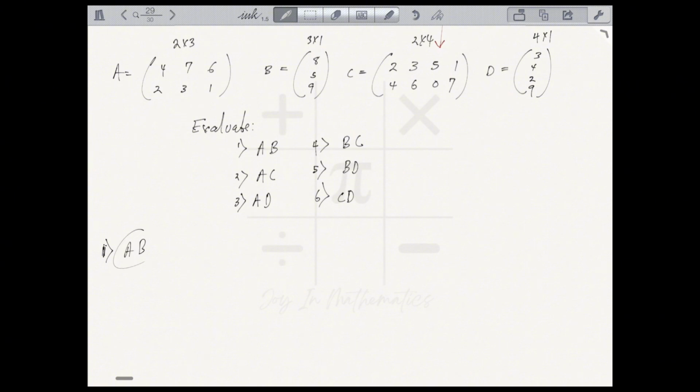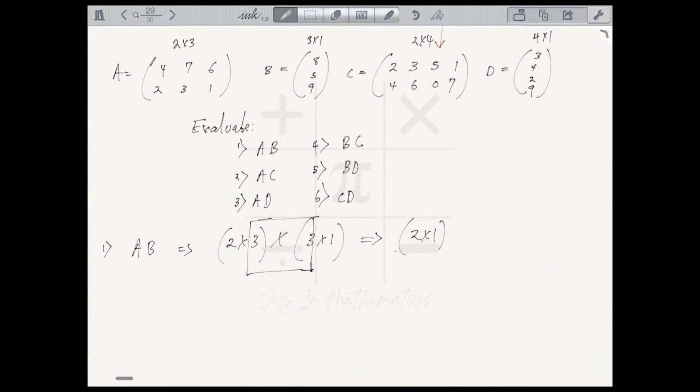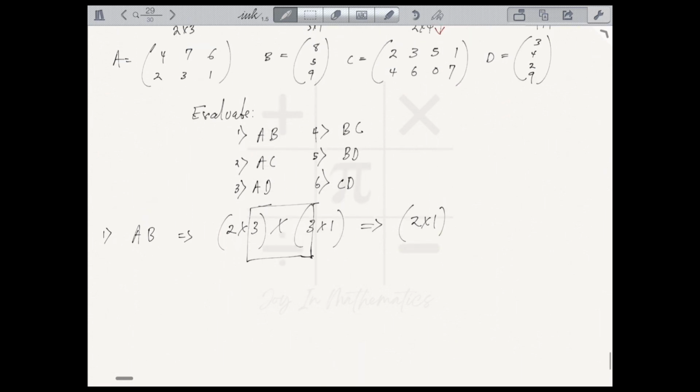Remember, the first thing we have to check is, does the rule apply? Is it possible or not possible? Now, A is a 2 by 3 matrix, and it is being multiplied by B, which is a 3 by 1 matrix. The column number of the first must be equal to the row number of the second. So yes, it's possible, and the result is a 2 by 1 matrix. So whatever we have, we are going to end up with a 2 by 1 matrix. Now let's begin with A multiplied by B.